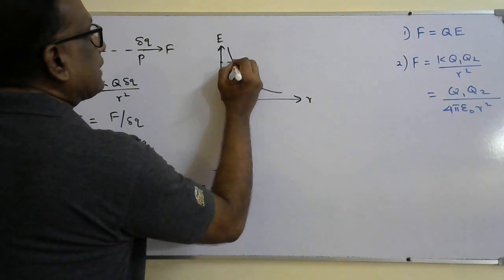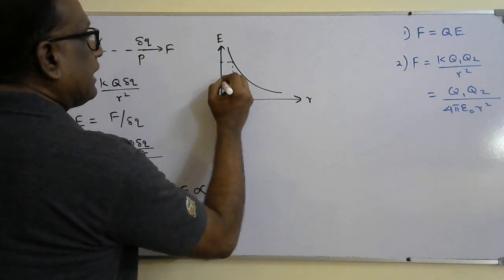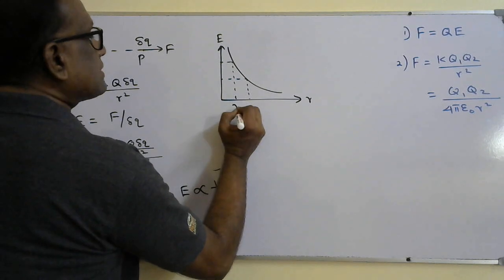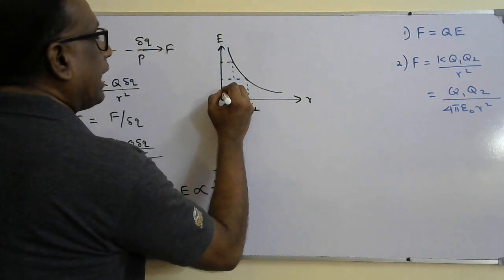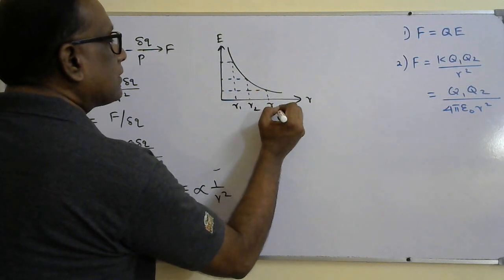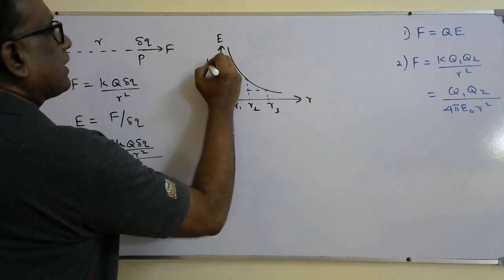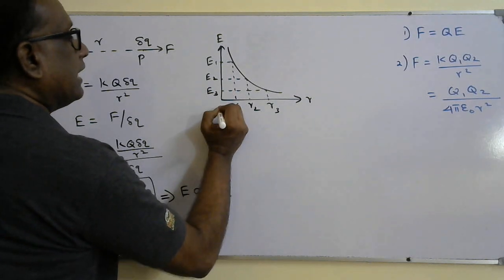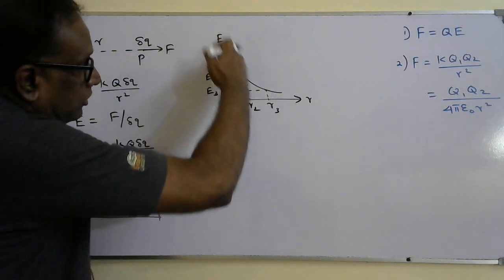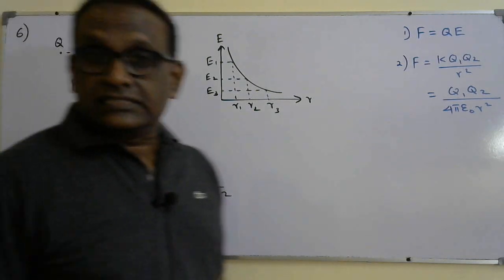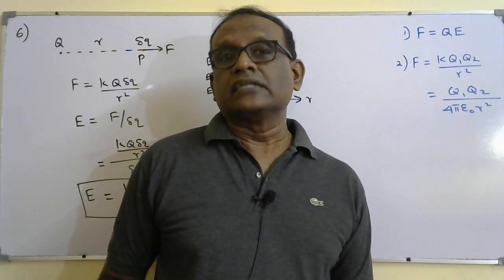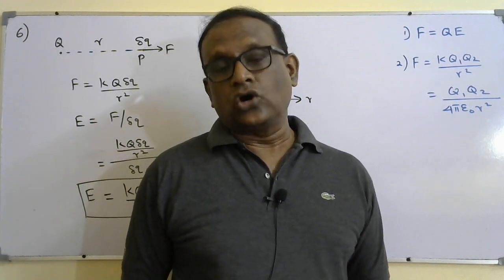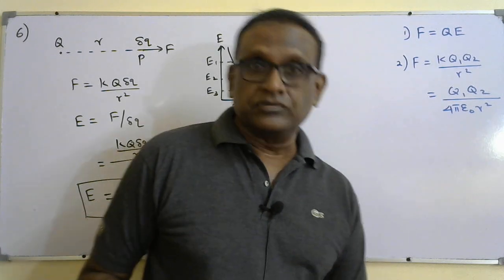So if I take two different points or three different points, this is R1, R2 and R3. Electric field strengths are E1, E2, E3. So they can give a graph like this and ask you to check whether the graph obeys the inverse square law, or whether the electric field strength obeys the inverse square law.